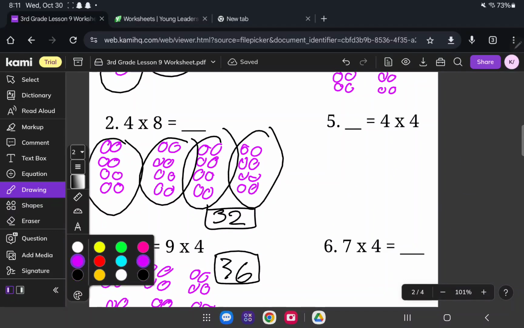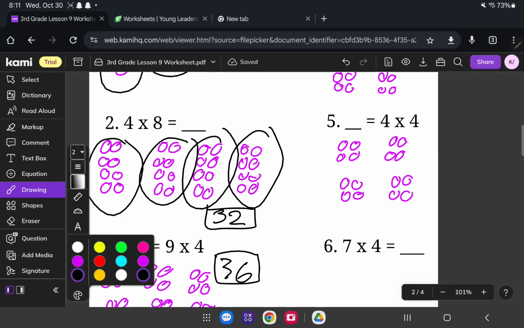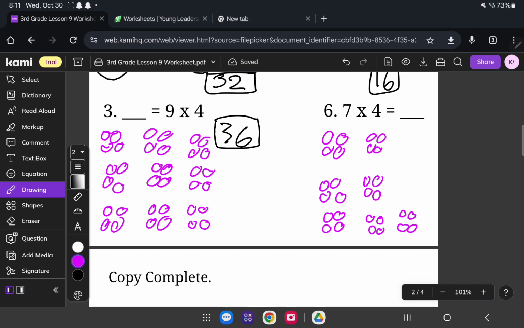Here we have 4 times 4, which is 4 groups of 4. So 1 group, 2, 3, and then 4, which should give you 16. Here we have 7 groups of 4. So 1 group, 2 groups, 3 groups, 4 groups, 5 groups, 6 groups, and then 7 groups. And counting it all out would give you 28.